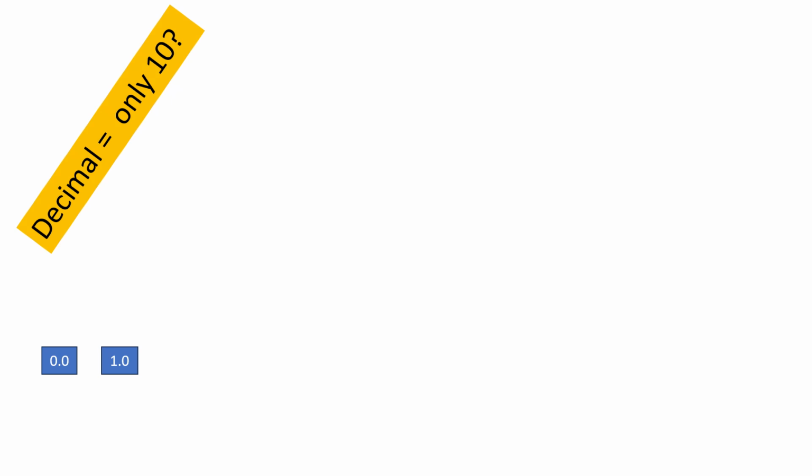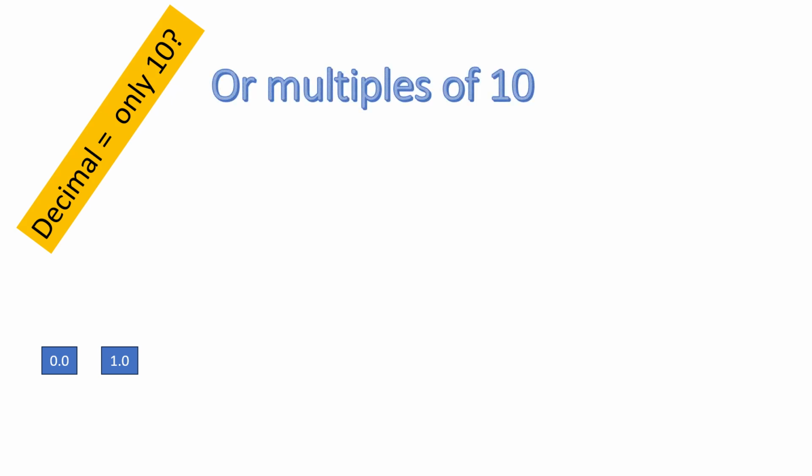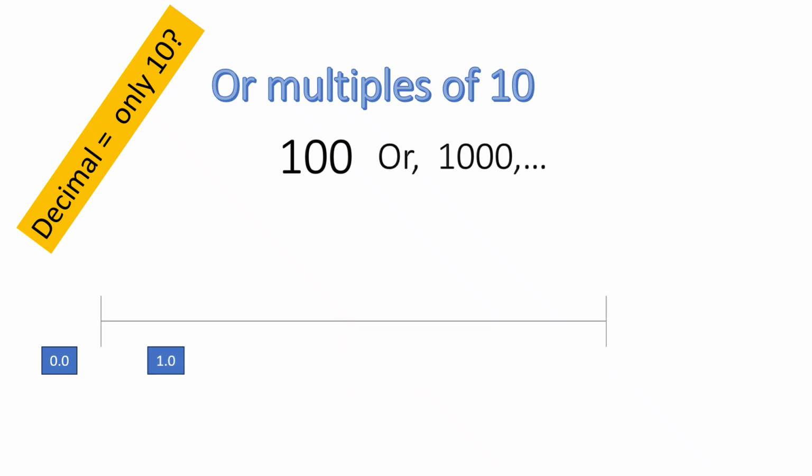So since from the beginning we have been continuously dividing the length between 0 to 1, do you think decimal means only fraction with a denominator of 10? No. Decimal can also represent fractions with denominators that are multiples of 10, like 100, 1000 and so on.